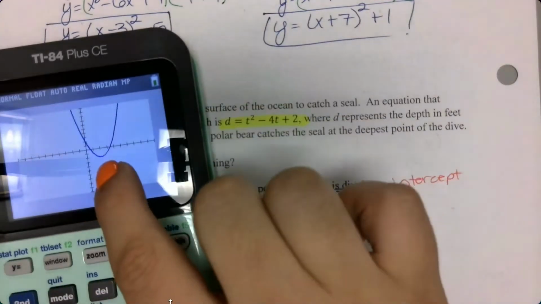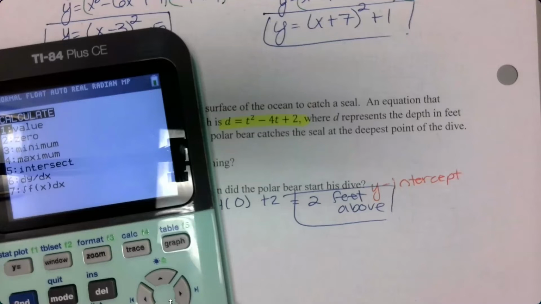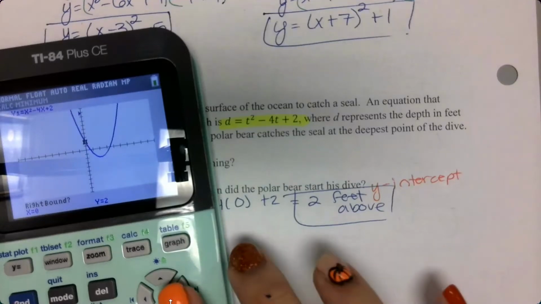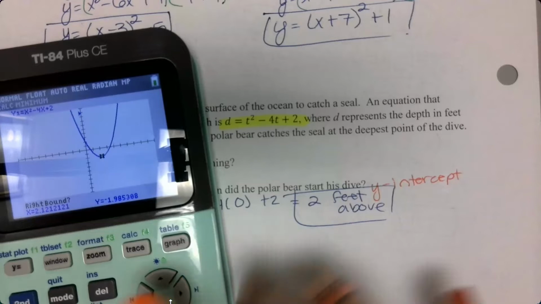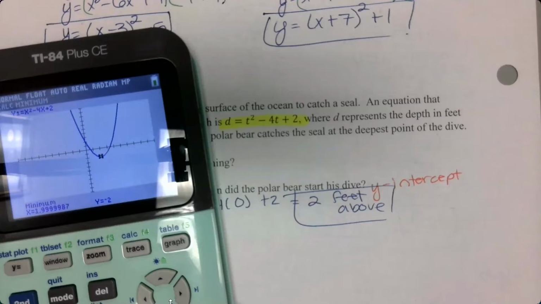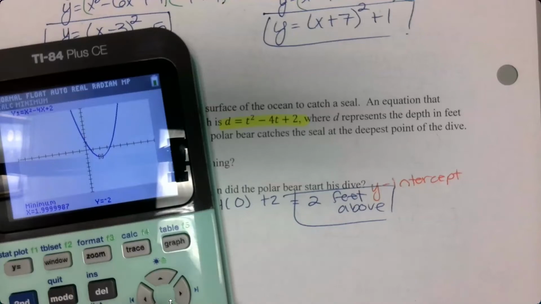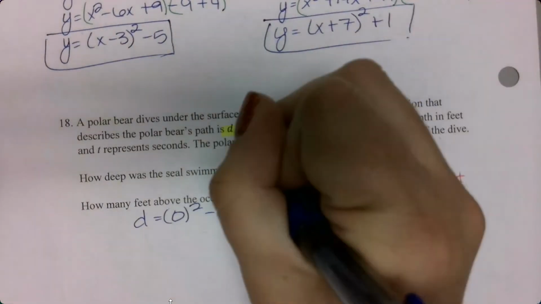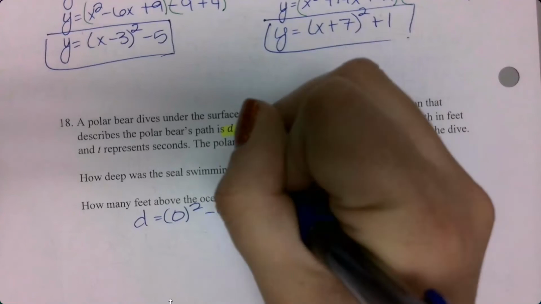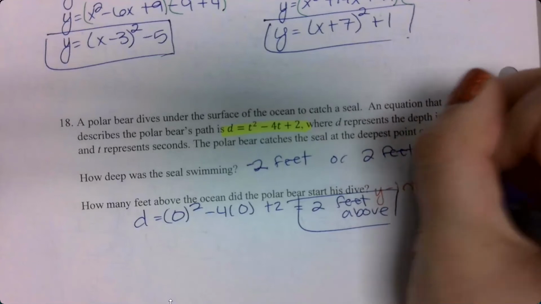And then, this one is U-shaped, so that means it has a minimum. I'm going to go second, trace, and choose trace 3 for minimum. I press enter for a point on the left side. Then the black text right here should change to say right bound. I arrow over to cross my minimum on the right side, and I press enter twice. This gives me a value. X is my time, Y is my feet, so -2 feet, or 2 feet below sea level.